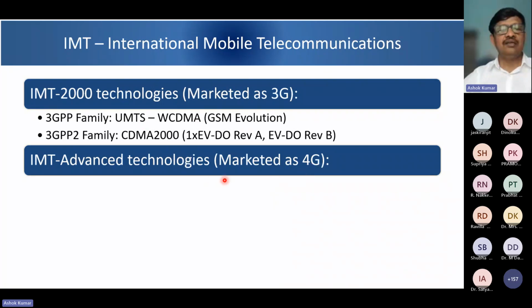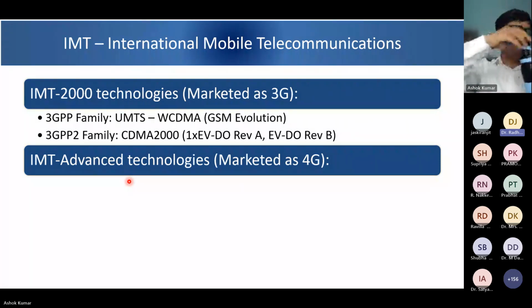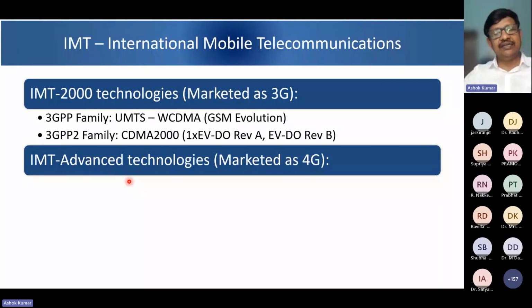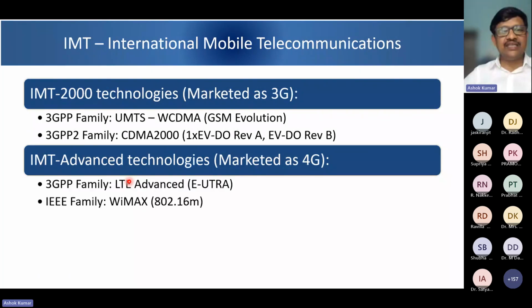Now let's look at 4G. 4G is called IMT Advanced technologies by ITU. Do you know which technologies got approved as 4G by ITU? Any guess from any of you? LTE? Is it LTE, sir? Long Term Evolution? Very right, LTE. And there was another technology which got approved. LTE is the right answer. WiMAX? Yes, you are right. So basically two technologies.